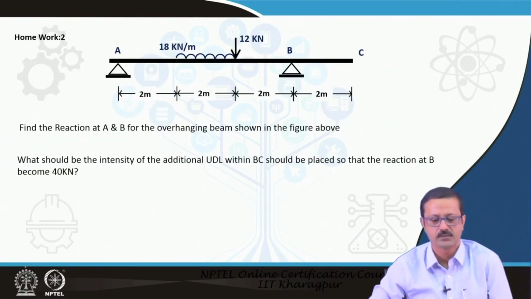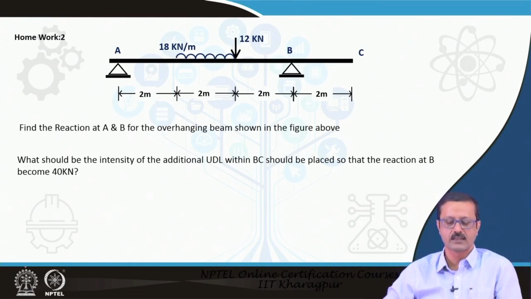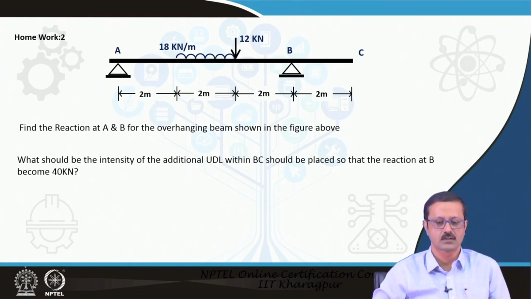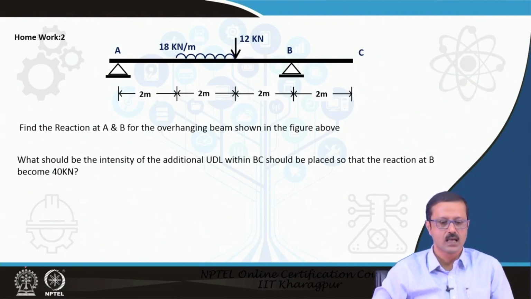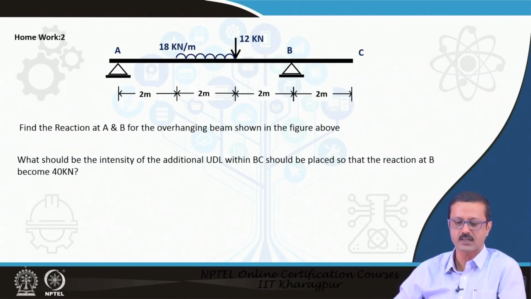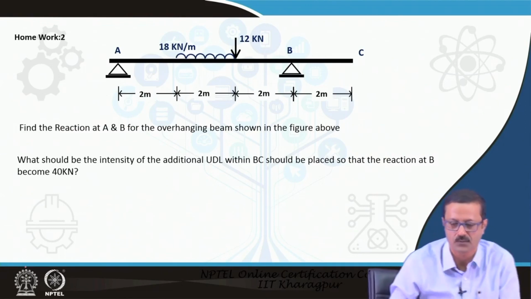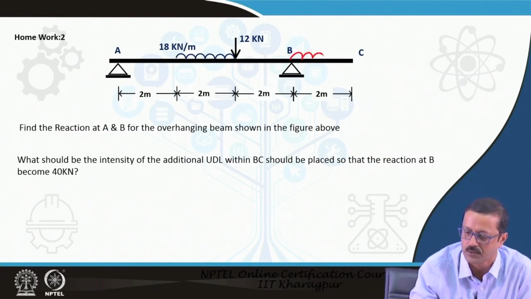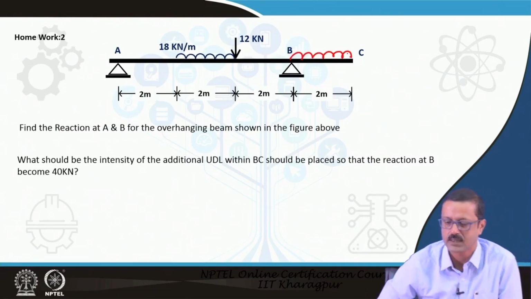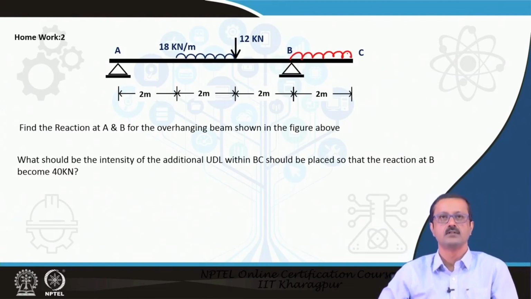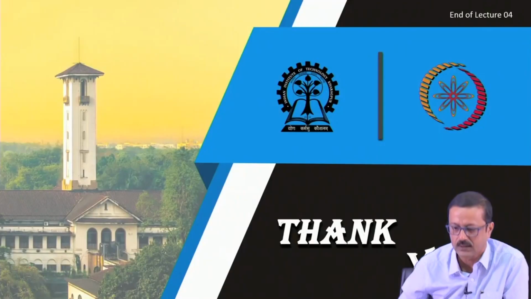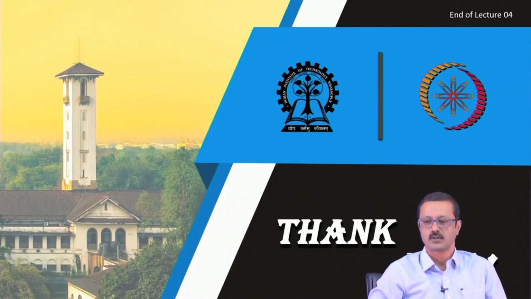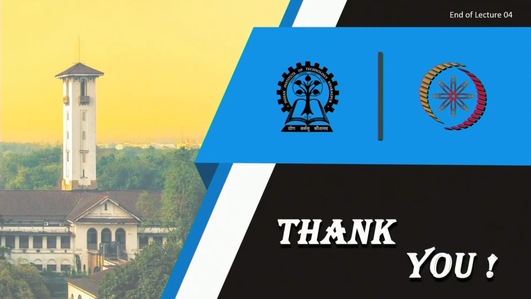And finally, another small problem of a cantilever beam, and the loading is given. Find the reaction at A and B, and what should be the intensity of the additional UDL within BC. Suppose what should be the additional UDL I should put in BC so that the reaction at B will be 40 Newton. So, that also you have to find out. So, those three, I think that is the end of this lecture number 5.